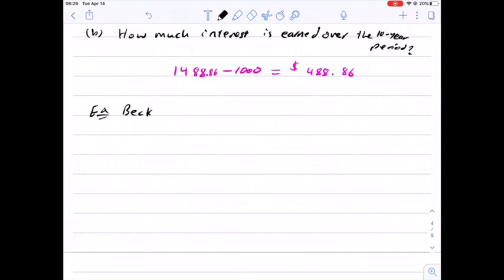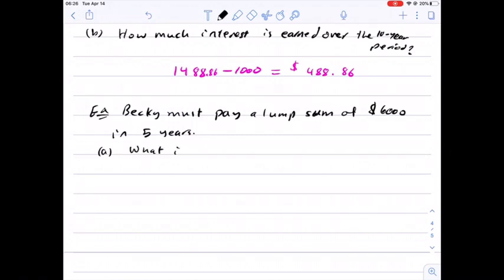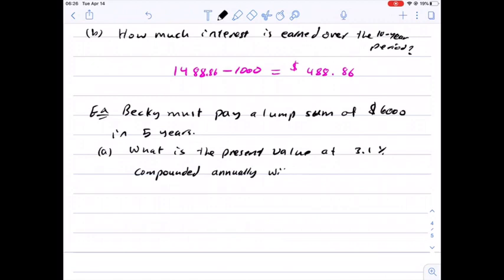Another example. Becky must pay a lump sum of $6,000 in 5 years. Question 1. What is the present value at 3.1% interest rate, compounded annually, that will grow to $6,000 in 5 years?